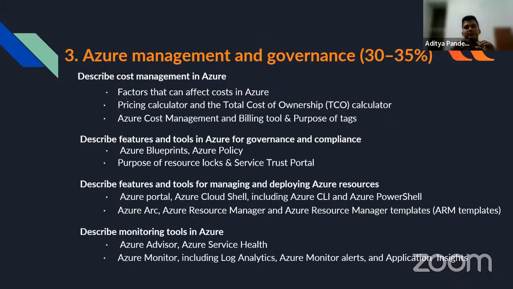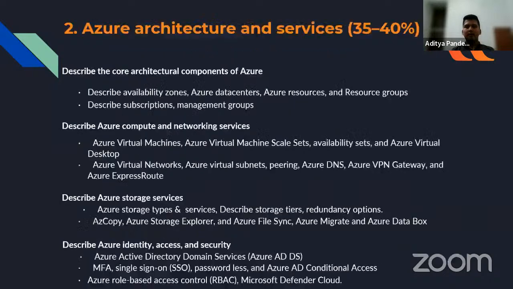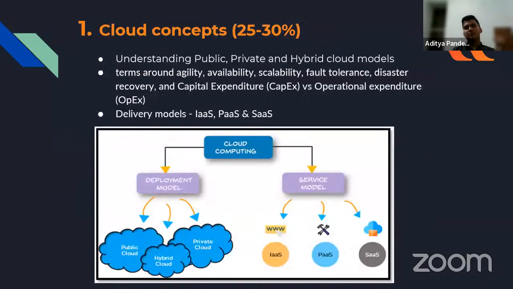So make sure that you are reading each and every concept very thoroughly, because these concepts are very important for you to pass the examination, right? Because you can see the questions from every topic. You can see that architecture and service weightage is 35 to 40%, and cloud concept is 25 to 30%.